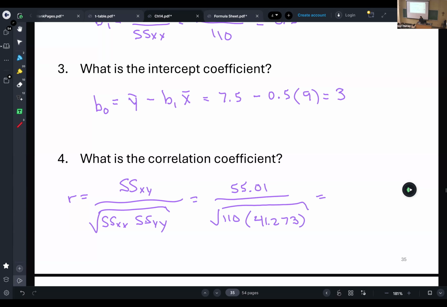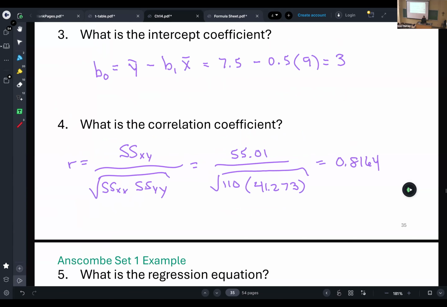It's always good. So let's try that. 55.01 divided by the square root of 110 times 41.273. 0.8164.